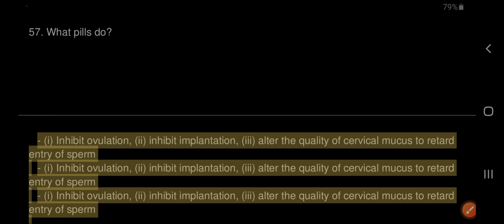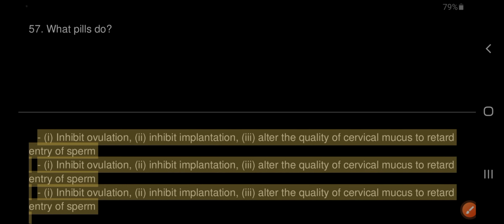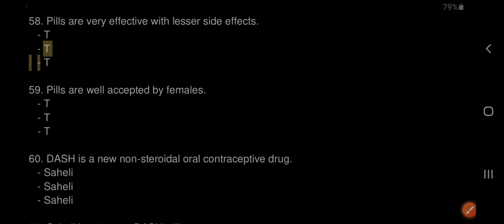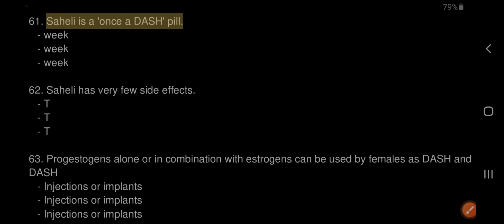58. Pills are very effective with lesser side effects. True. 59. Pills are well accepted by females. True. 60. Saheli is a new non-steroidal oral contraceptive drug. 61. Saheli is a once a week pill. 62. Saheli has very few side effects. True.